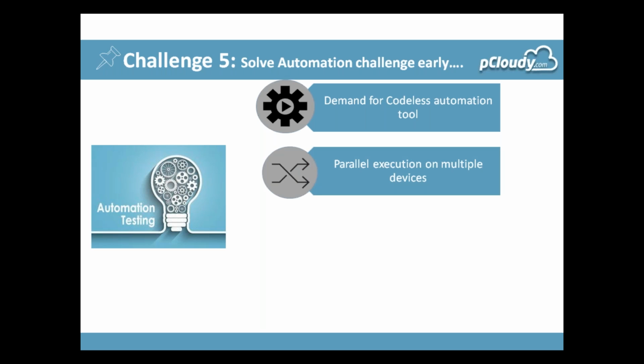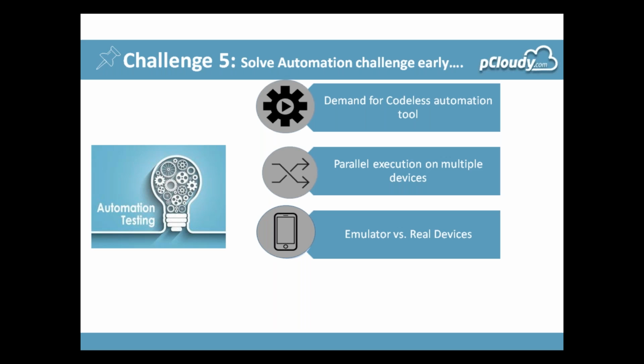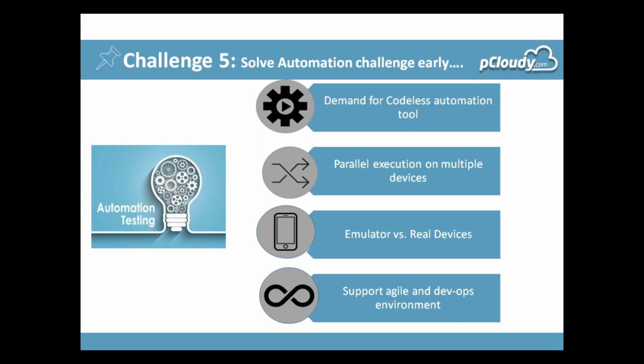What kind of tool are you looking at? Do you want to depend on a tool which requires a lot of technical skills, or are you looking at a tool to be used widely by your user base? So a codeless automation tool is of choice. What kind of parallel execution are you looking at? How many parallel threads will you be executing? Will the execution be on emulators or on real devices? And how does it work in your agile and DevOps environment? Because most mobile app projects are following DevOps methodologies these days.